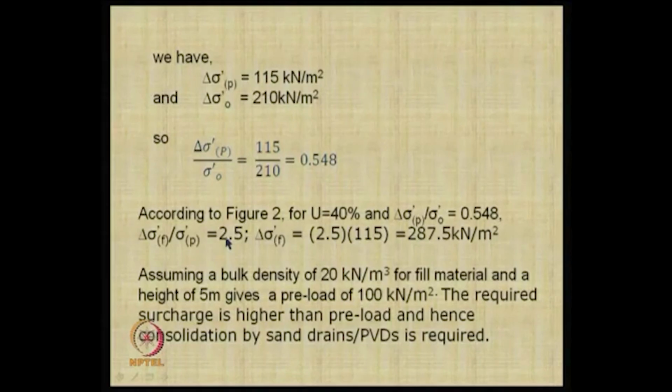Now you have an amount of how much preload should be applied: the delta sigma F you got is 287.5 kN per meter square. So, how do you get it? For a simple example, I assume I have to fill. The fill material I will take has a bulk density of about 20 kN per meter cube, and 5 meters of it gives a preload of 100 kN per meter square. Suppose I take sandbags with a density of 20 and load it up to 5 meters. The density should be corrected properly; if it is 19, put 19.